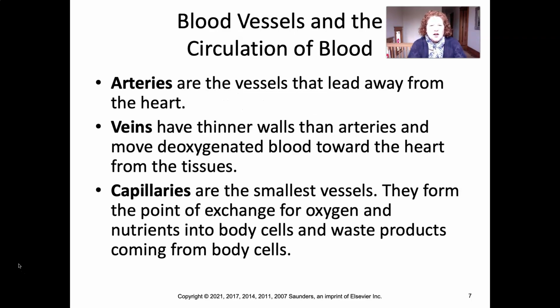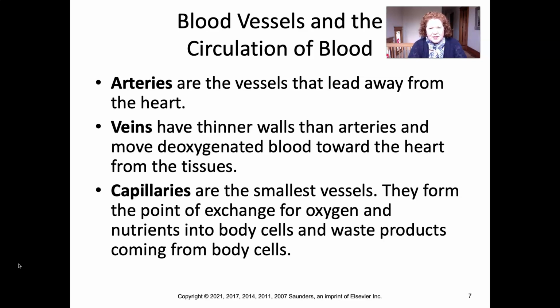Arteries are the vessels that lead away from the heart. So think arteries are going away. Veins have thinner walls than arteries, and they move the deoxygenated blood, the blood that has given away its oxygen in those little tiny capillaries. They take that blood back toward the heart. So it needs to go back through the heart, to get pumped to the lungs, and then out to the body.